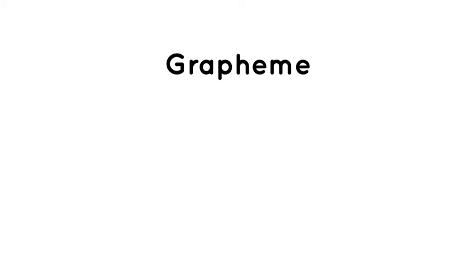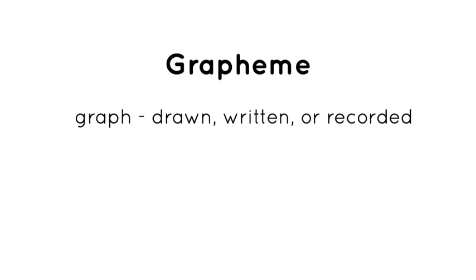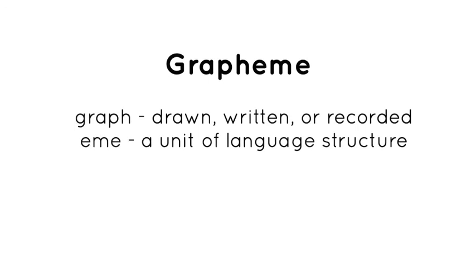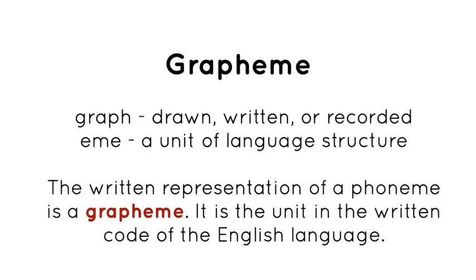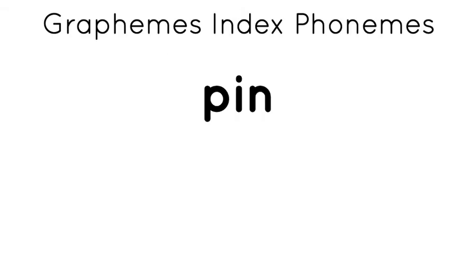And when we're thinking about a grapheme and we're pulling it apart for its meaning units, graph means drawn, written, or recorded. And eme, again, is a unit of language structure. So if a phoneme is the smallest unit of sound that differentiates one word from another, the written representation of that phoneme is a grapheme. This is the unit in the written code of English language. What do I mean by this? Let's work through some examples.